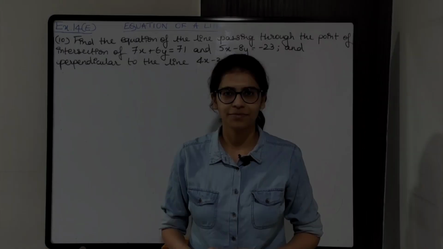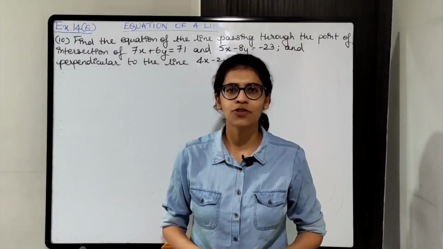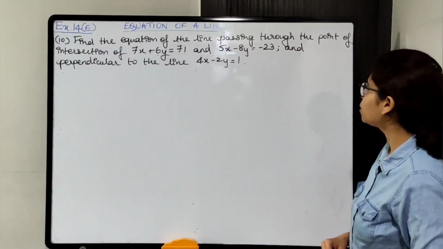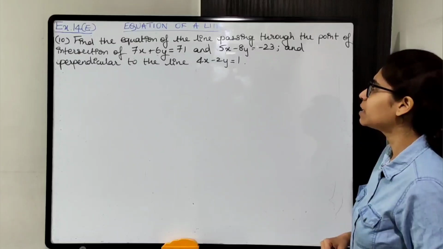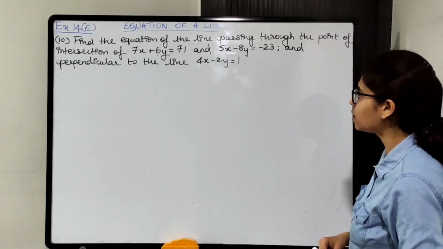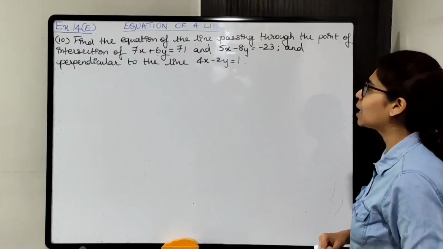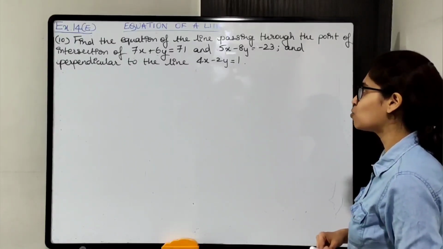Okay. Let's solve the next question. Question number 10. Find the equation of the line passing through the point of intersection of 7x plus 6y equals 71 and 5x minus 8y equals minus 23 and perpendicular to the line 4x minus 2y equals 1.